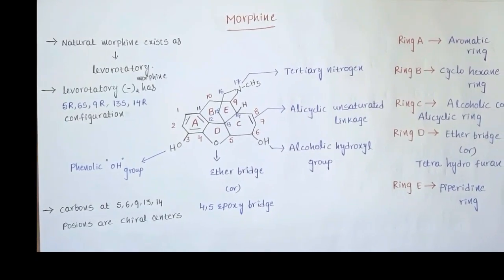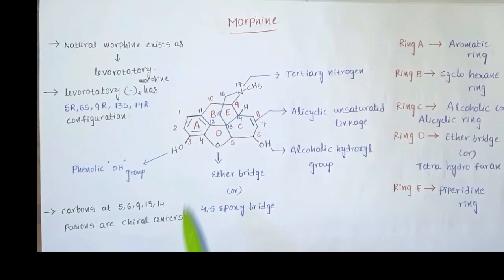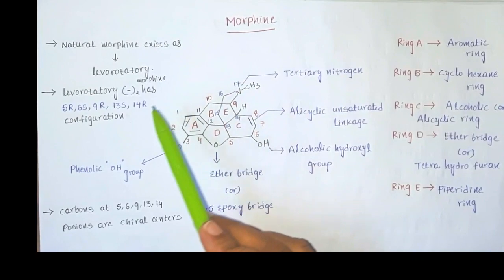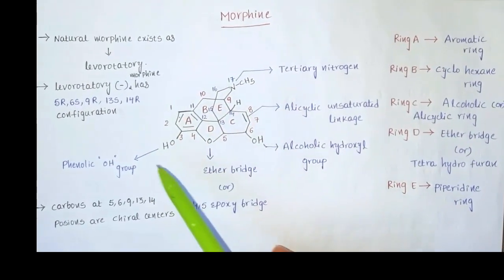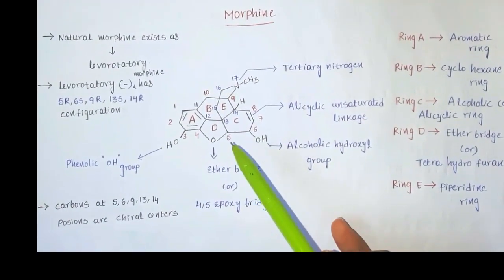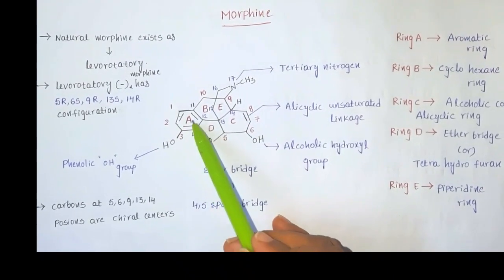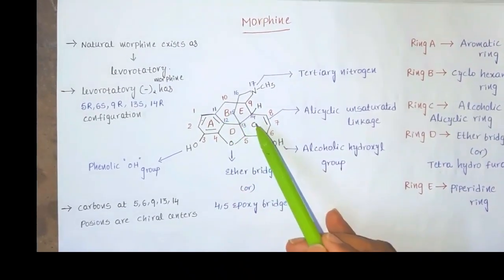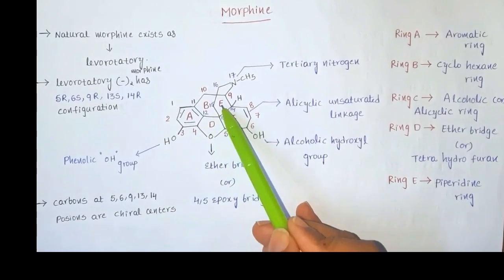Today we are going to study about SAR of morphine. This is the general structure of morphine. It is a pentacyclic structure. That means it has 5 rings: ring A, ring B, ring C, ring D, and ring E.